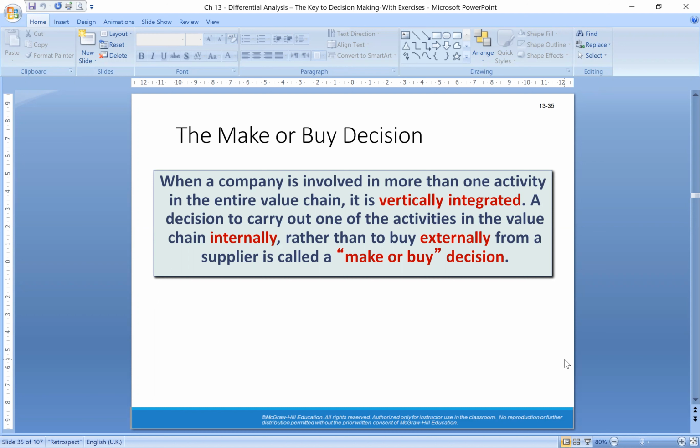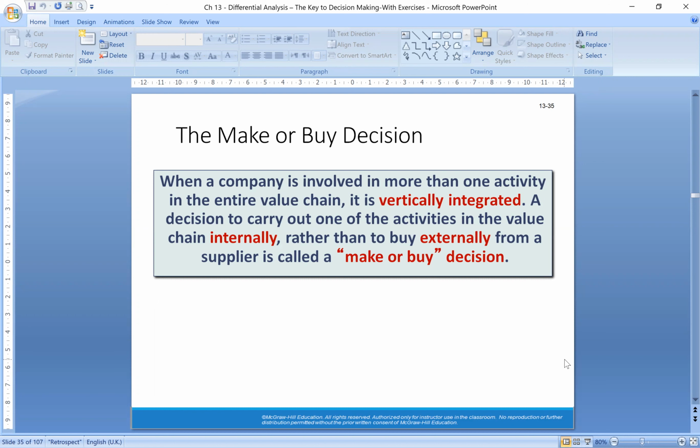When we are talking about a product, then the production, maybe we do have more than one component for this product, okay? And the production or the process is called the value chain. A decision to carry out one of the activities in the value chain internally means make it internally instead of buying it from outside. So we're talking about making it inside the company or buying it from outside.